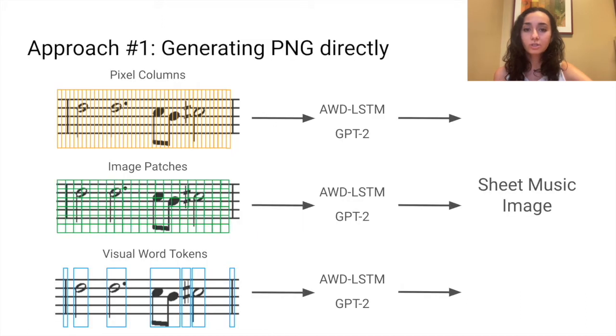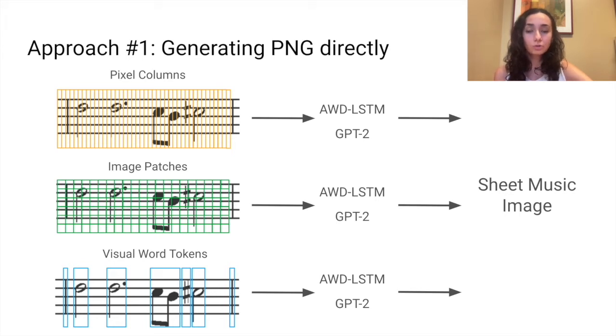Our first approach is to generate PNG images directly. We do this in three ways. One is the pixel columns, where we divide the images into columns that are 1 pixel wide. Second is the image patches, similar to pixel columns, where instead of columns, we have n by n square image patches. And third is the visual tokens, where we identify tokens by separating on empty staff line pixel columns. For each of these, we then binarize the pixel values and convert each partition into a discrete word, and we train our language models on these word sequences.